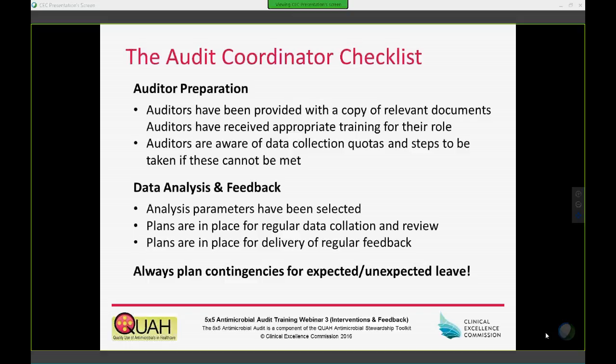The auditors do need to be made aware of the data collection quotas that they're aiming for, and give them a pathway of what they should do or who they should speak to if those quotas aren't going to be met during a particular week or month.